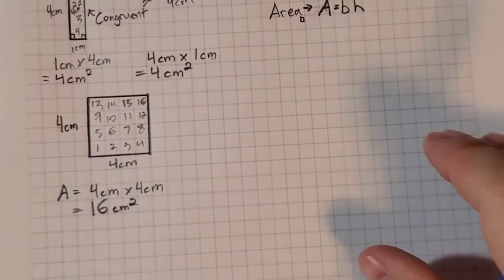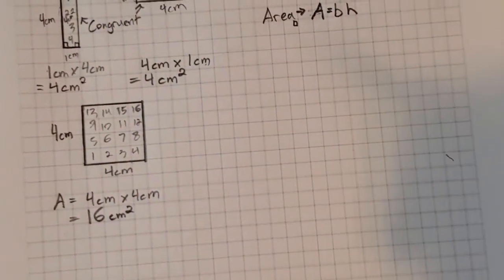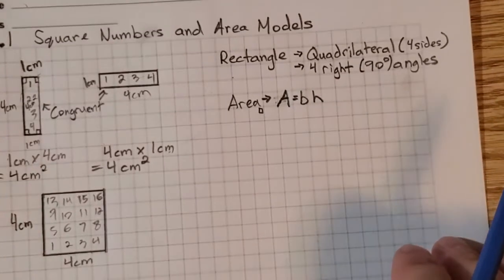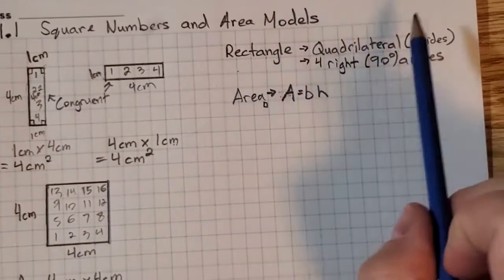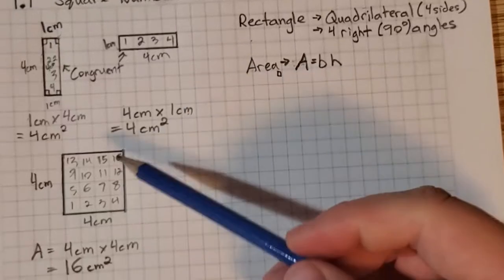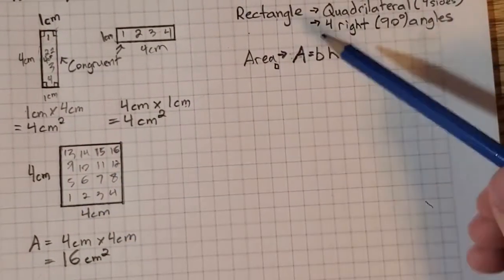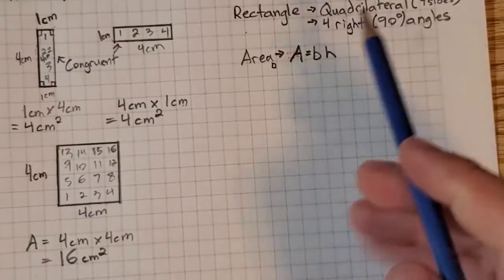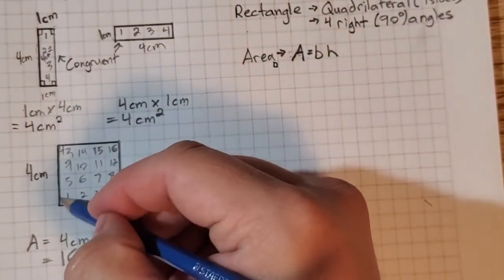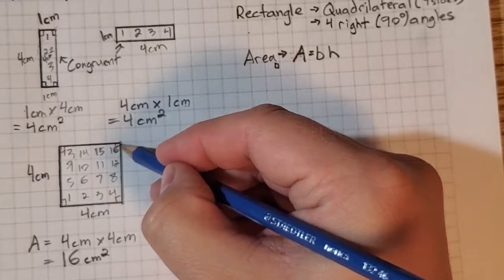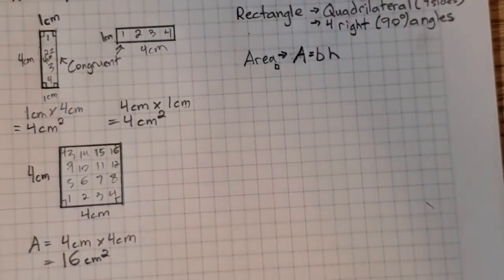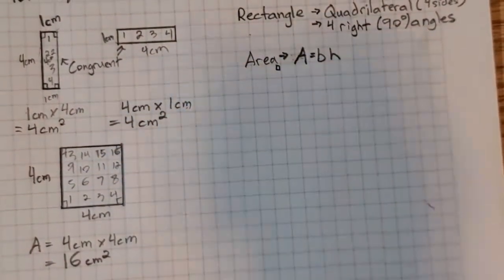So the question might come up: is a square a rectangle? Well, let's look at the definition again. A rectangle is a quadrilateral. It has 4 sides. Count the sides of a square. Does it have 4 sides? 1, 2, 3, 4. Yes. And are there right angles in the corner? Yes, there's 4 right angles in these corners. So, by definition, is a square a rectangle? Yes, it is. So a square is a rectangle.